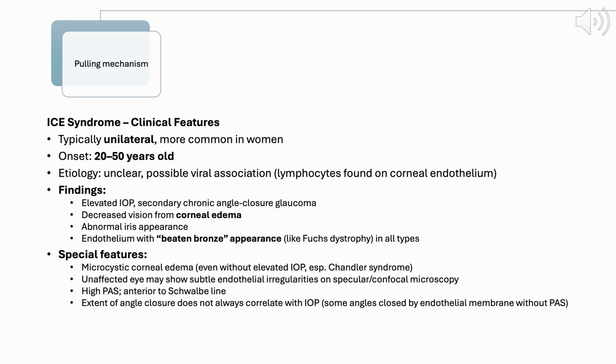There are several special features to keep in mind. Microcystic corneal edema can appear even when intraocular pressure is not significantly elevated, especially in Chandler syndrome. The fellow, unaffected eye may sometimes reveal subtle endothelial irregularities on specular or confocal microscopy. High peripheral anterior synechiae are common, and importantly, they extend anterior to Schwalbe's line. Finally, the degree of angle closure does not always match the intraocular pressure, because the endothelial membrane itself may cover the angle without necessarily forming synechiae.